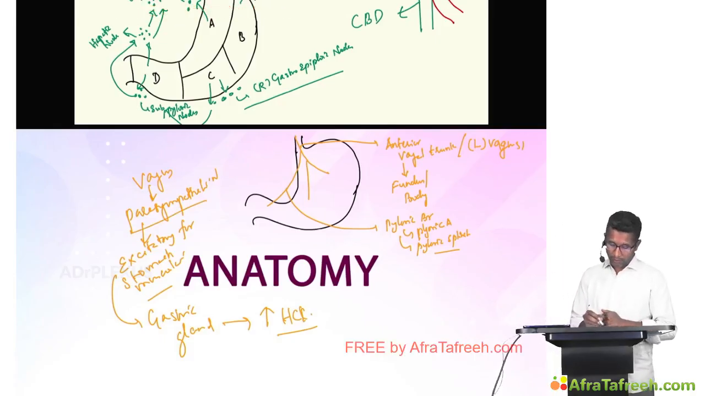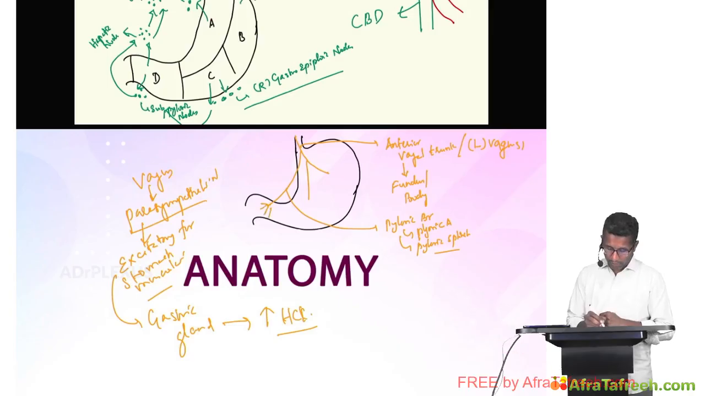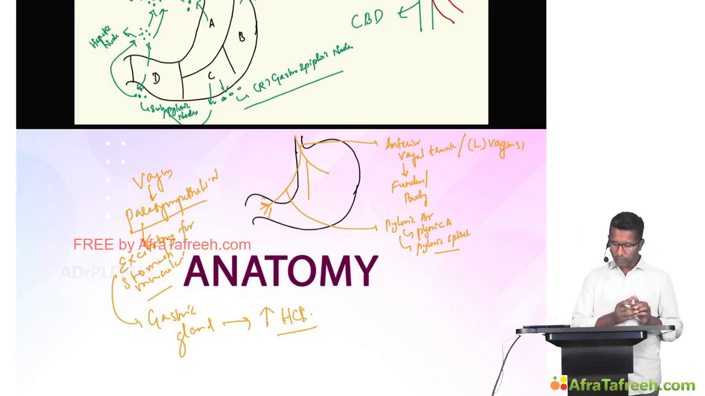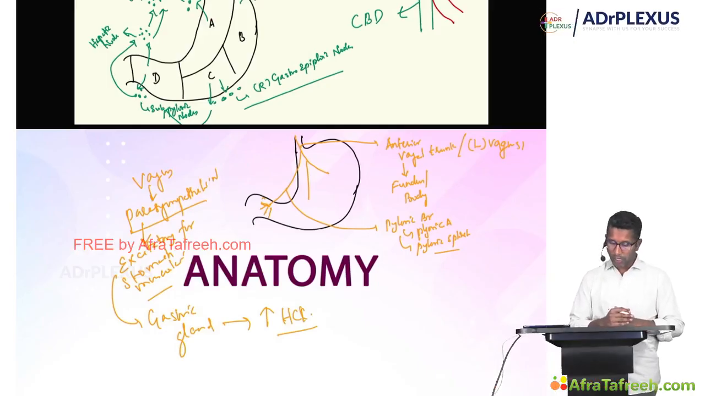The vagal trunk not only supplies the fundus, body and the pylorus, it mainly gives a branch to the pyloric sphincter. Only when this pyloric sphincter relaxes can the contents of the stomach go to the duodenum, because the pyloric sphincter is a true sphincter.